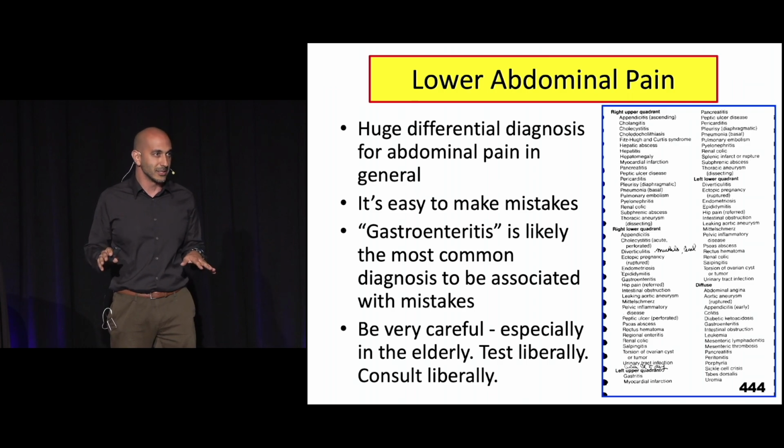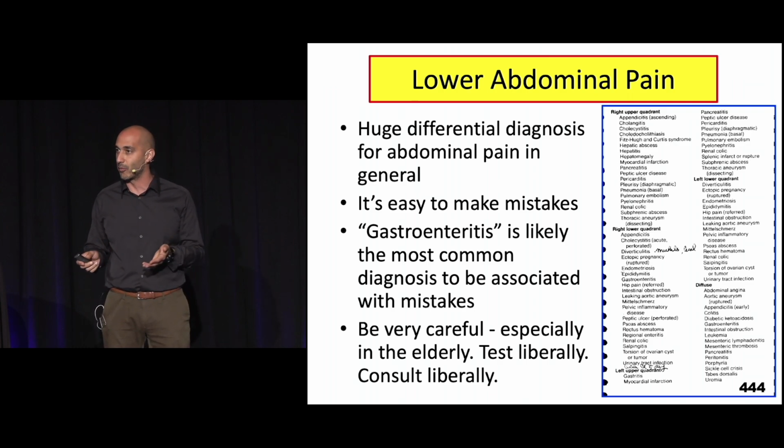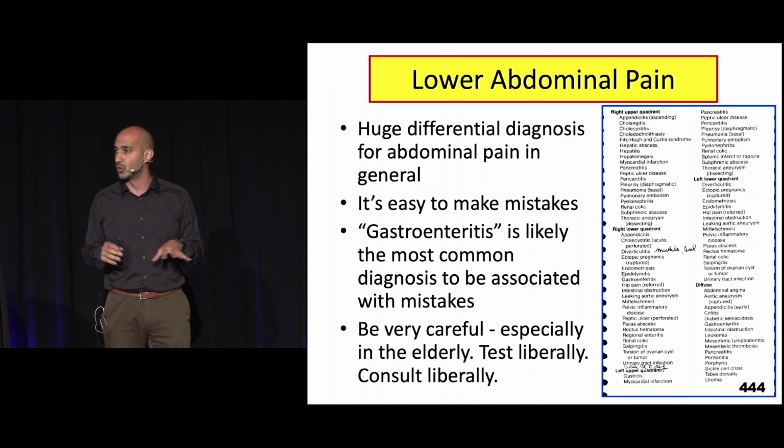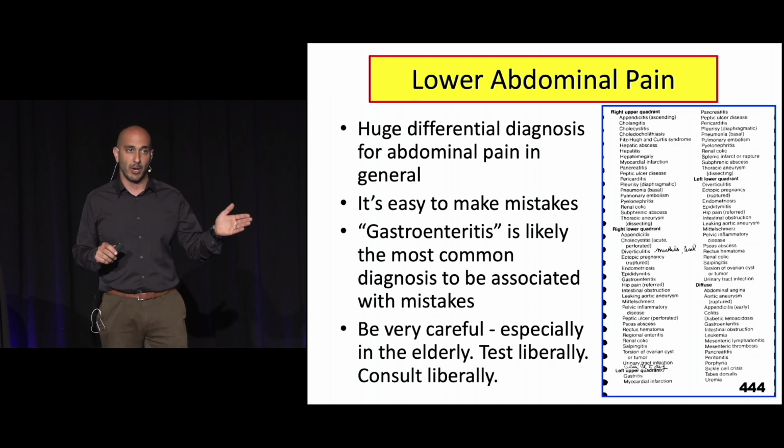I'm not going to go through all of this. This is just a general approach, a reference slide for a quadrant-based approach to differential diagnosis: right upper, left lower, right lower. We are going to focus today on the right lower quadrant and left lower quadrant. But just a couple of points here. One, when you look through this differential, it is a huge spectrum of different types of disease states, and they can range from being very, very benign to very dangerous.